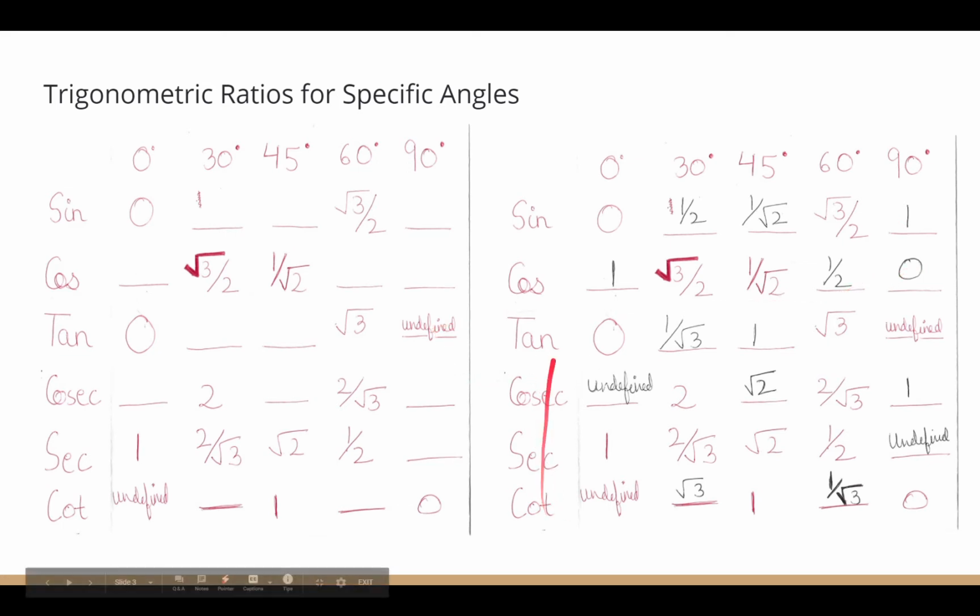Cosec, sec, cot are the opposite values of sine, cos, tan. Or you can say cosec is equal to 1 by sine, sec is equal to 1 by cos, and cot is equal to 1 by tan.